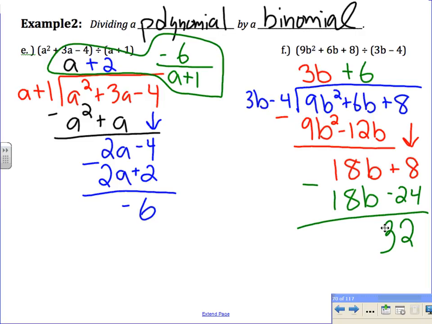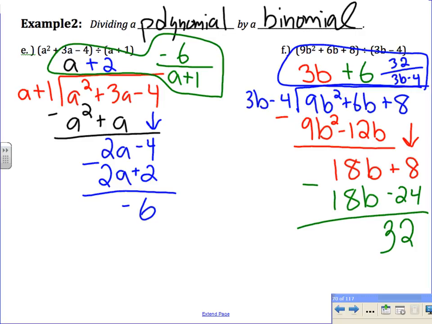So we have 3b plus 6, and then a remainder of 32 over 3b minus 4. So our answer is 3b plus 6, remainder 32, always over the binomial, 3b minus 4. Just like that. I probably should have written it below it, but you can keep it up there since we're not getting into too much detail with this.